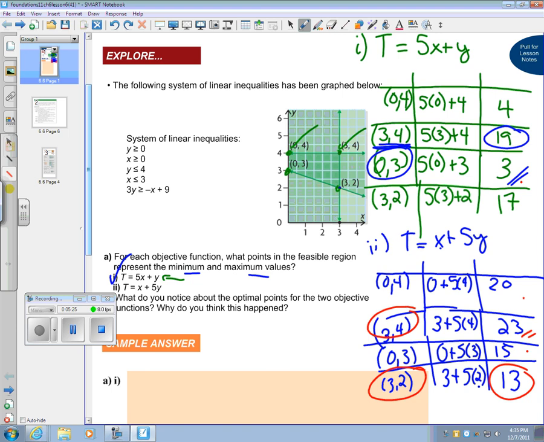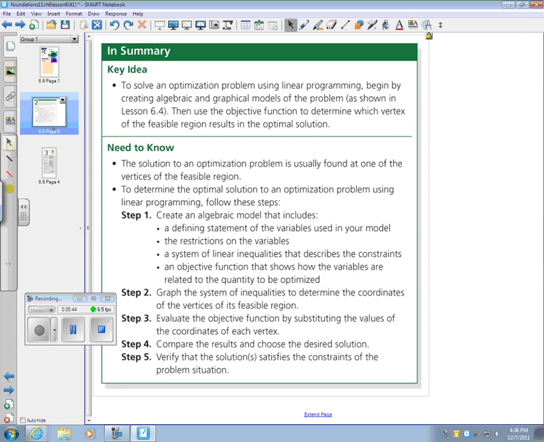Interesting. Maximums and minimums. Okay, so again, we're testing the vertices of the feasible region into our objective function to optimize, whether we're looking for the maximum or minimum. So you guys are saying this is nothing new. In fact, this is what's new. So what we're going to do now, we're going to solve an optimization problem using linear programming.